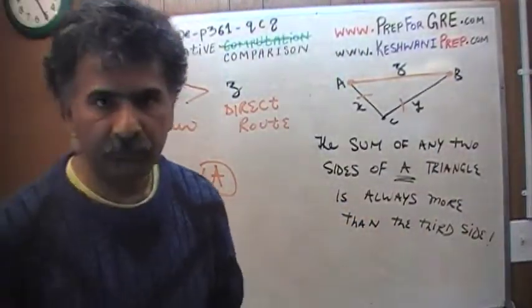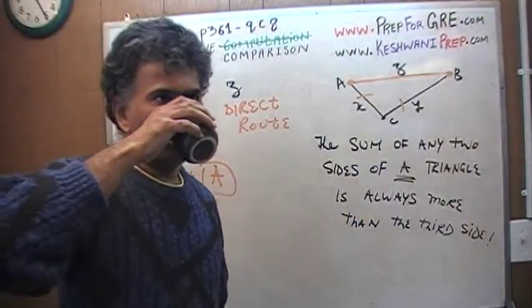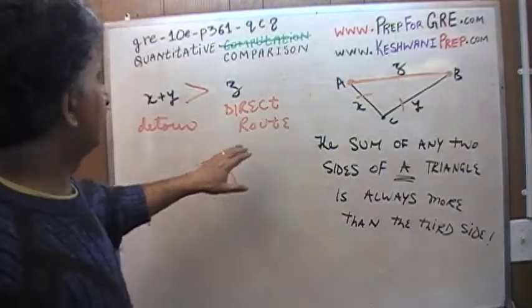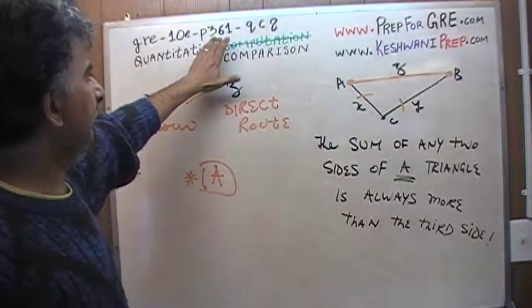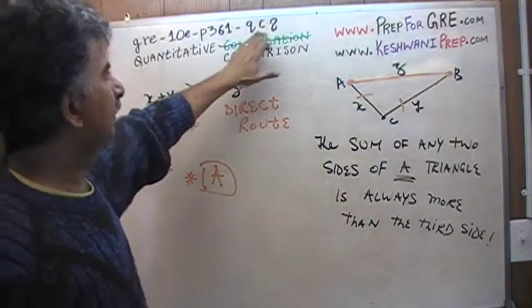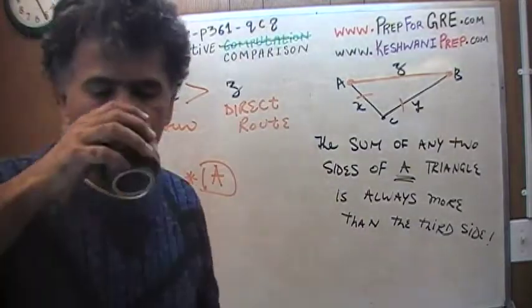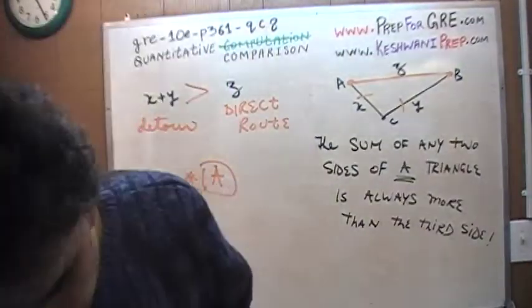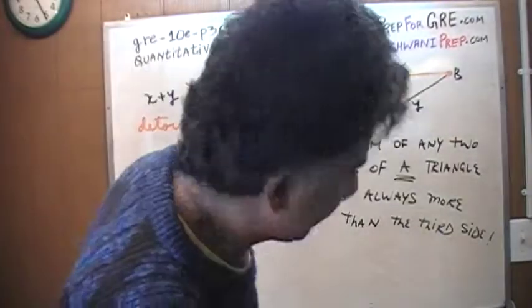You're going to need it in order to prepare for the exam. The problem that I'm about to solve is the one that you're going to find on page number 361. Quantitative comparison question number 9. Let's take a look at it. Number 9.